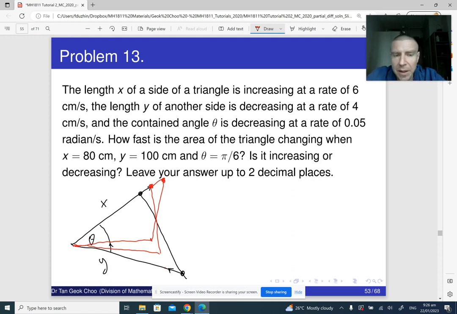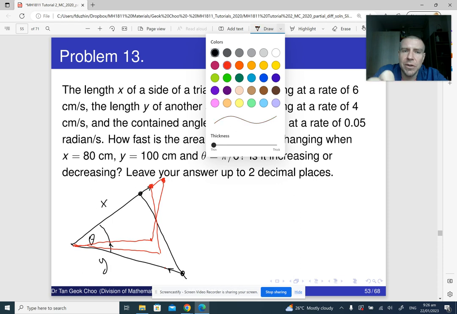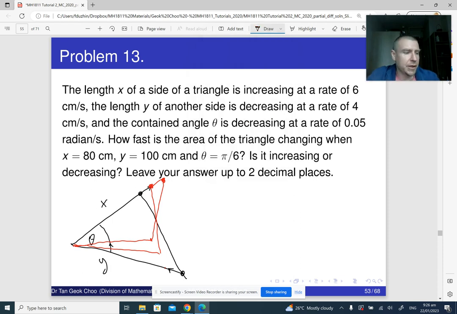So what's going on? The area is changing. We can't even be sure whether it is increasing or decreasing. Well, eventually the angle is going to collapse to zero, and at that point the area is of course going to be decreasing, right? But initially we don't even know whether the area is increasing or decreasing. So we have to figure out what's going on here.